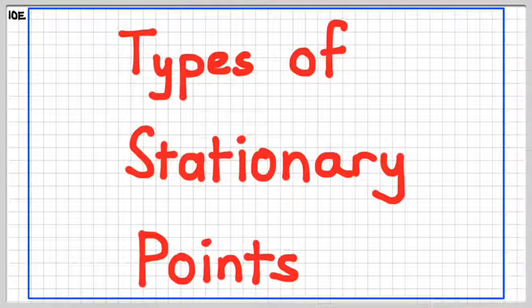Well, hello, we're having a look at the types of stationary points that we can have in polynomial curves, and we're going to have a look specifically at how to verify the types of stationary points using what's called a gradient table.